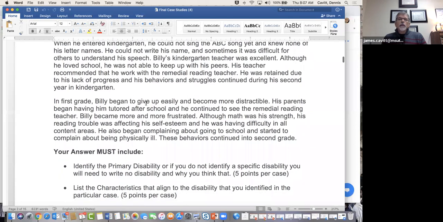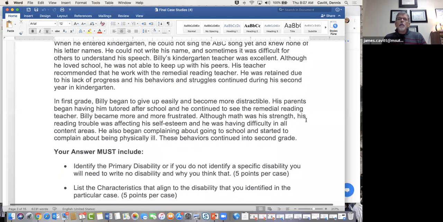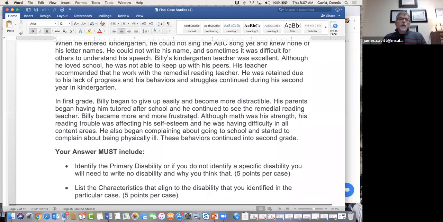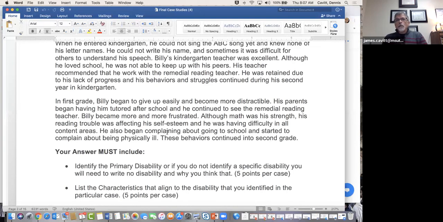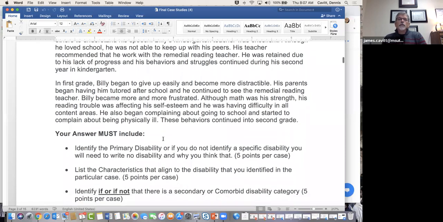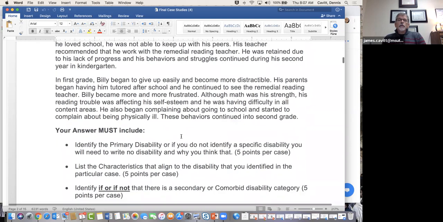In first grade, Billy began to give up easily and became more distractible. His parents began having him tutored after school, and he continued to see the remedial reading teacher. Billy became more and more frustrated. Although math was his strength, his reading trouble was affecting his self-esteem, and he was having difficulty in all content areas. He also began complaining about going to school and started to complain about being physically ill. These behaviors continued into second grade.